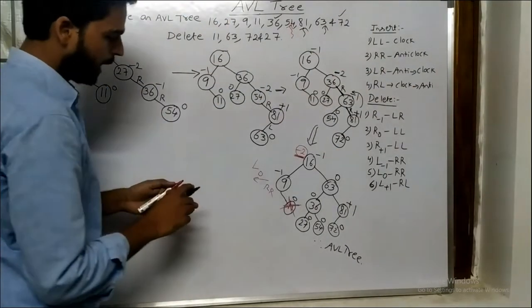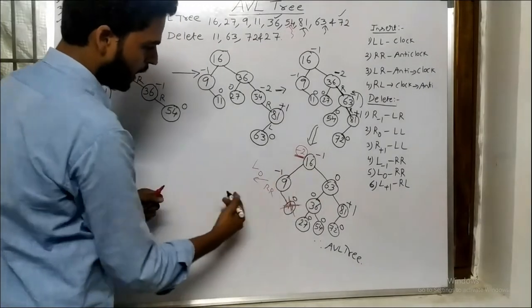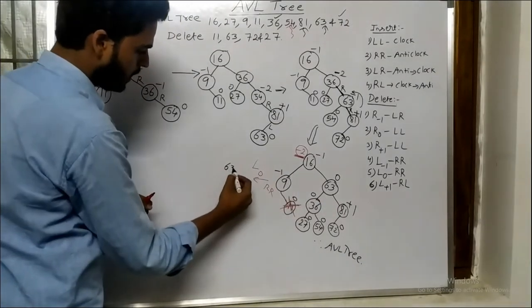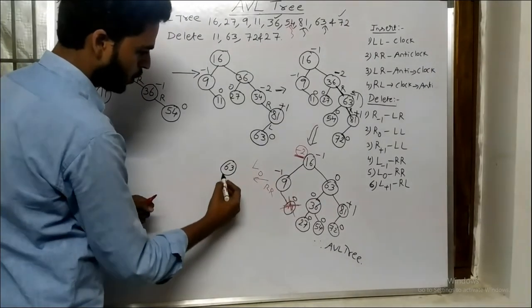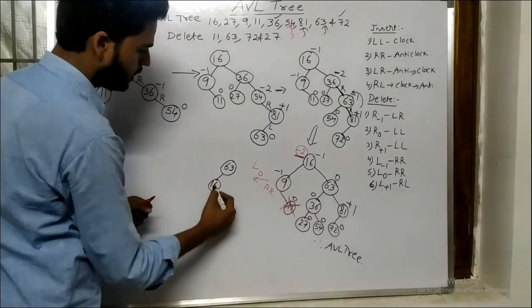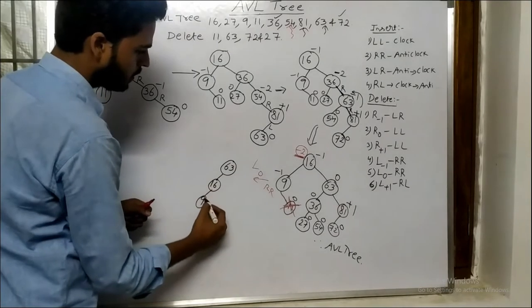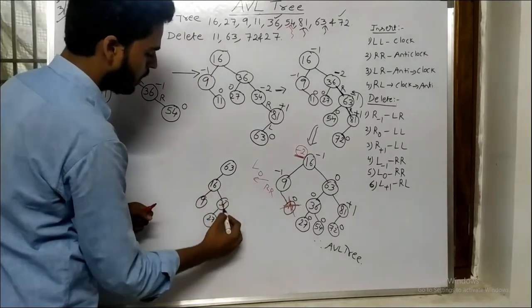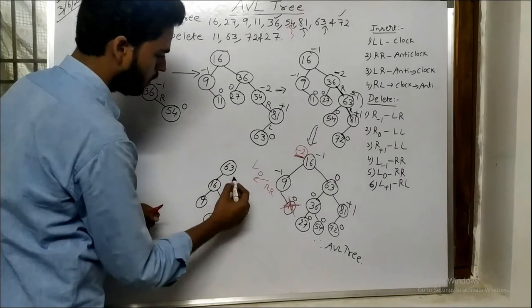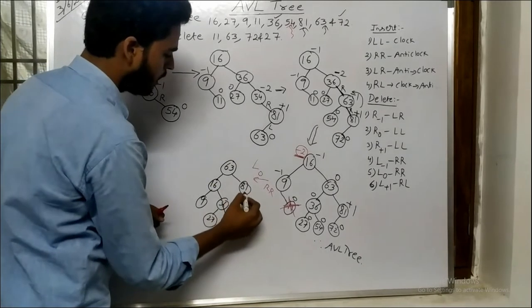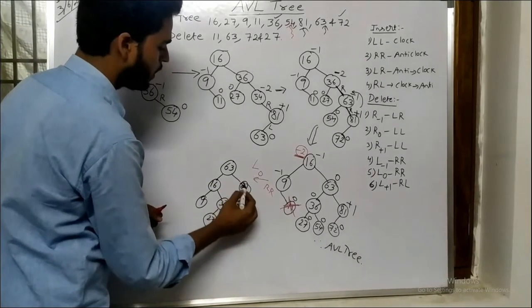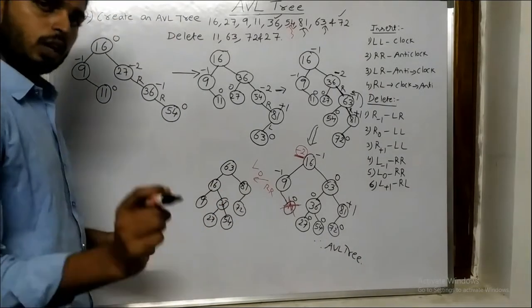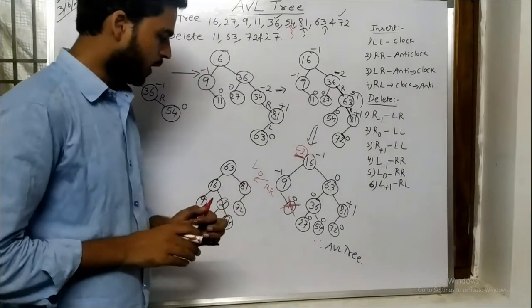When you are performing the anti-clockwise rotation, 63 will come to here, 16 as it is, 9 as it is, 36 will come to here, 27, 54, 81.